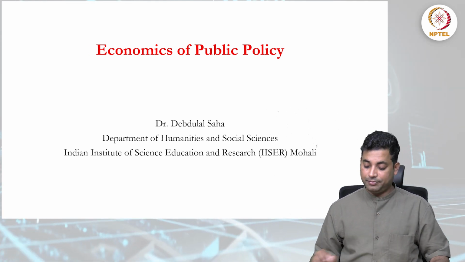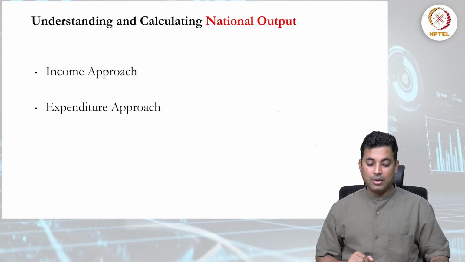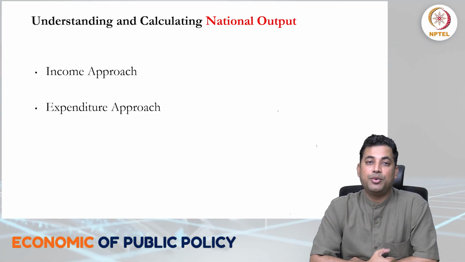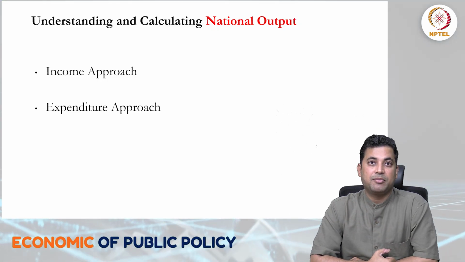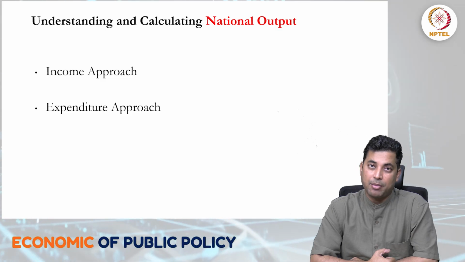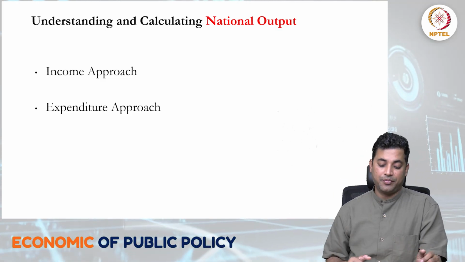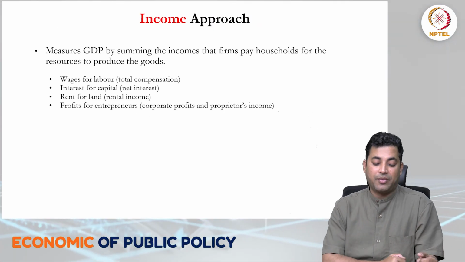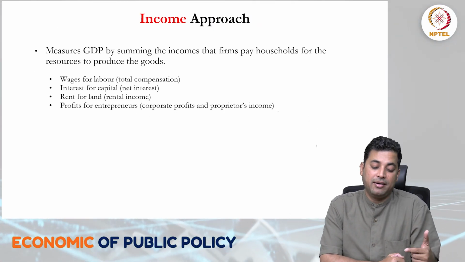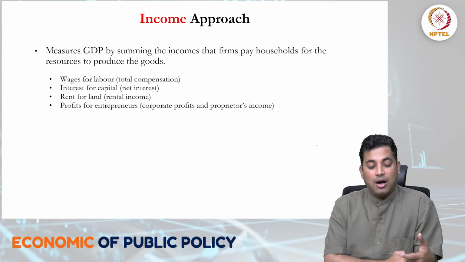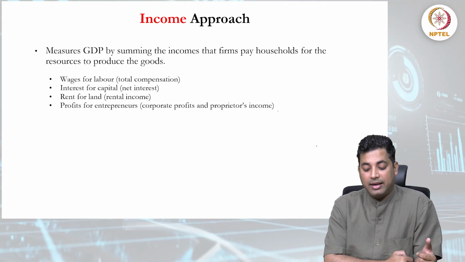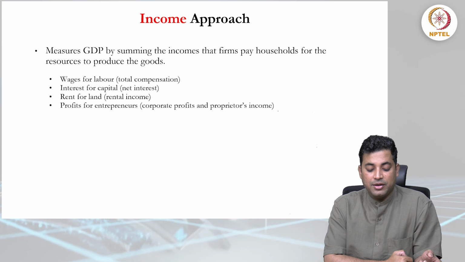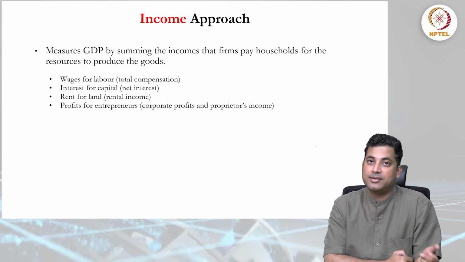So now, for understanding and calculating national output, there are two approaches primarily. One is the income approach, the other one is the expenditure approach. The income approach measures GDP, which we refer to as output, by summing the income that firms pay households for the resources to produce the goods and services.